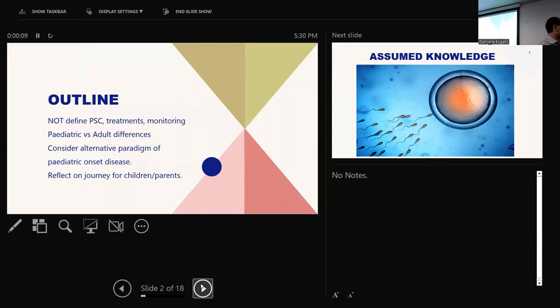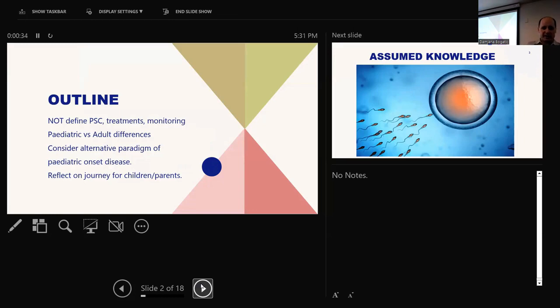So this is just an outline. I'm not going to define PSC, the treatments, monitoring, etc. Kate's already done that. I will talk a little bit about the differences between paediatric practice and adult practice, and also consider an alternative paradigm, particularly of paediatric onset disease, but perhaps a little bit into adult as well, and also reflect on the journey of children and parents.